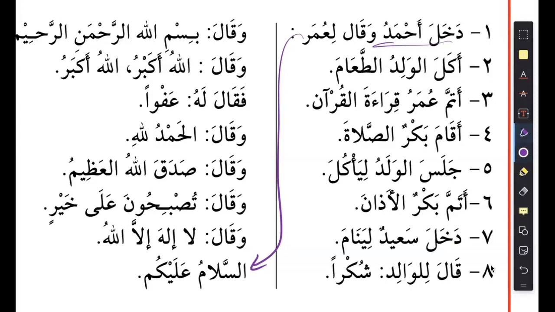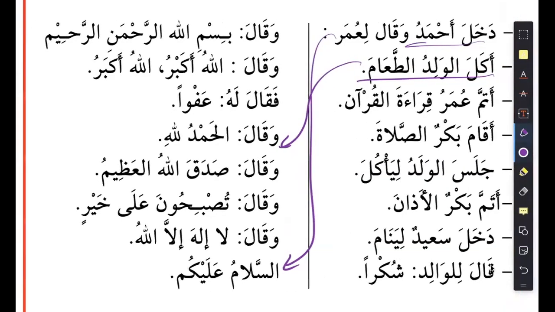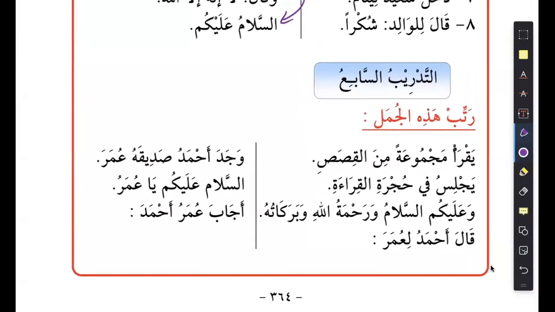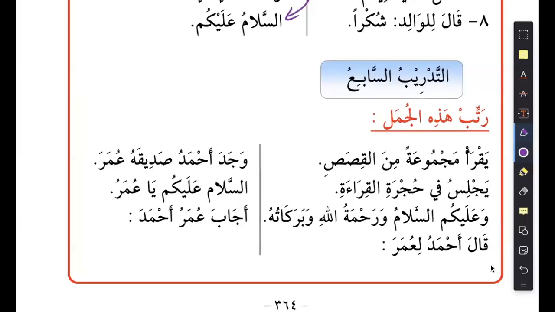Then second was akala al walidu at-ta'ama. The boy ate the food. Waqala alhamdulillah. Okay, so you can say waqala and then he said alhamdulillah. So it's a very simple exercise and a fun one. You should be able to do it. Okay. Then we have التدريب السابع, the 7th exercise.